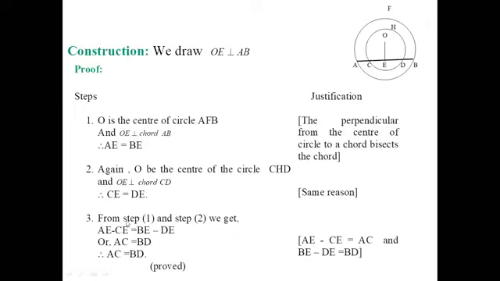Okay. Now subtract step 2 from step 1. We get AE minus CE is equal to EB minus ED, or AE minus CE is equal to AC, and EB minus ED is equal to BD. So we can write AC is equal to BD. This is our required proof.